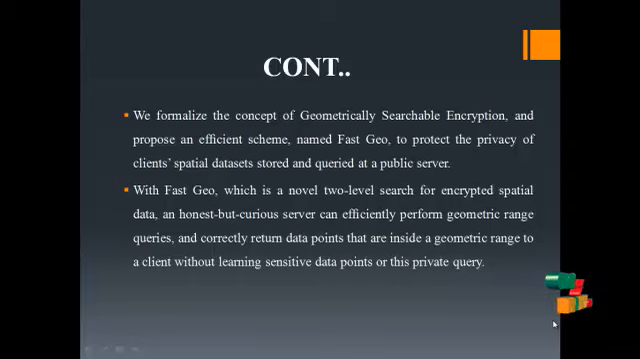With FastGeo, which is a novel two-level search for encrypted spatial data, an honest but curious server can efficiently perform geometric range queries and correctly return data points that are inside a geometric range to a client without learning sensitive data points or this private query.